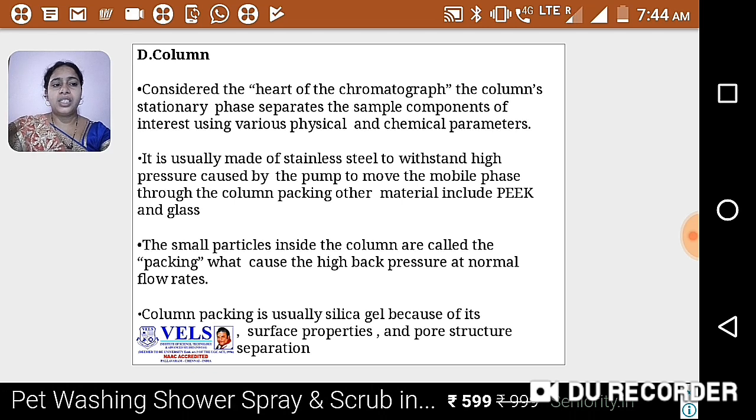Other materials include PEEK and glass. The small particles inside the column are called packing, which cause the high back pressure at the normal flow rates. Column packing is usually made of silica gel because of its particle shape, surface properties, and pore structure, which gives us good separation.